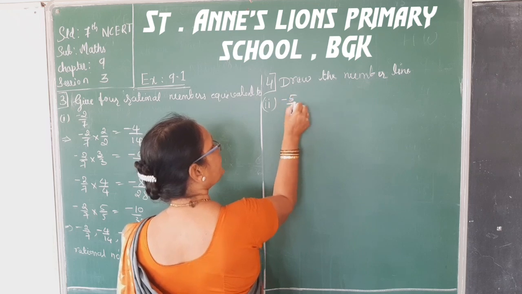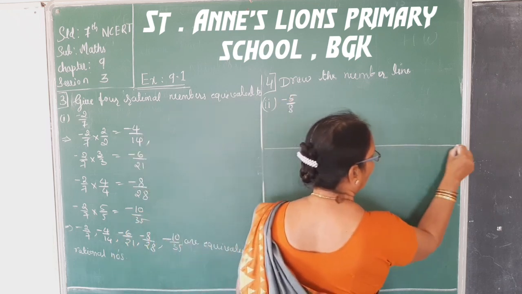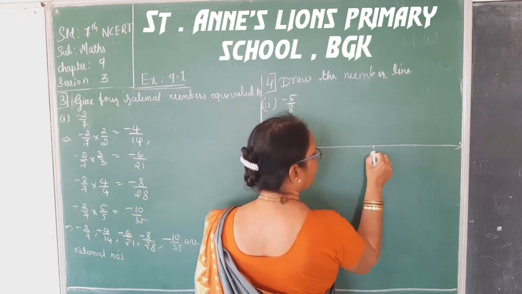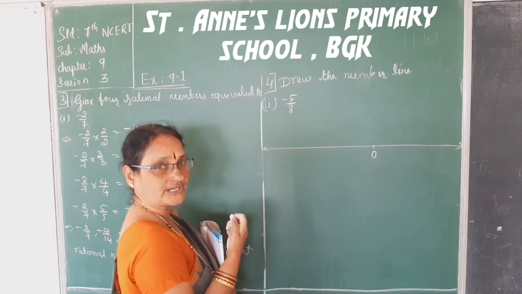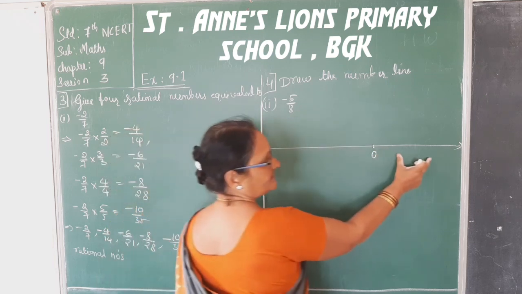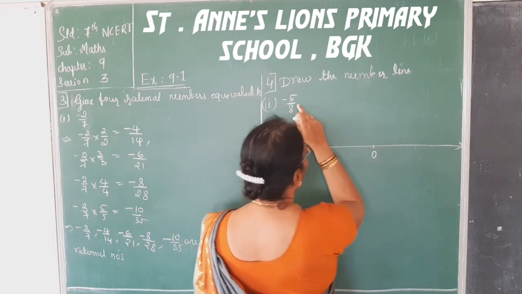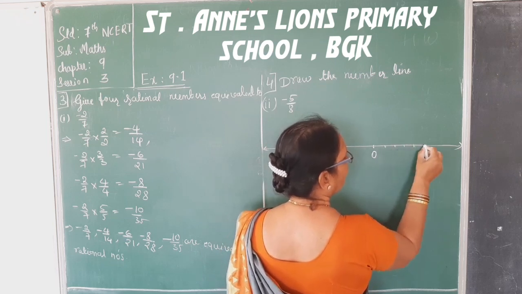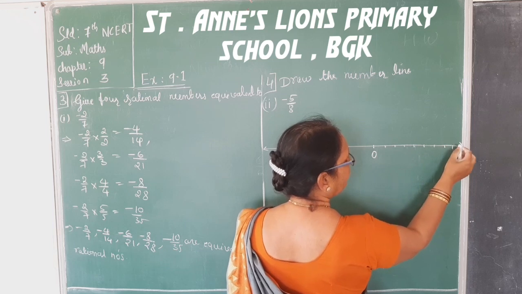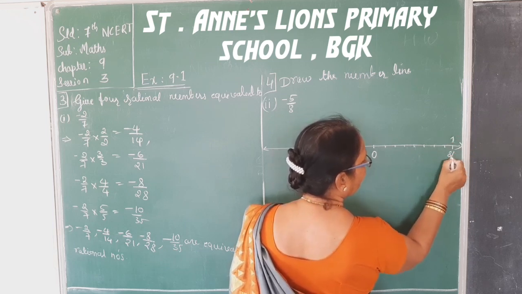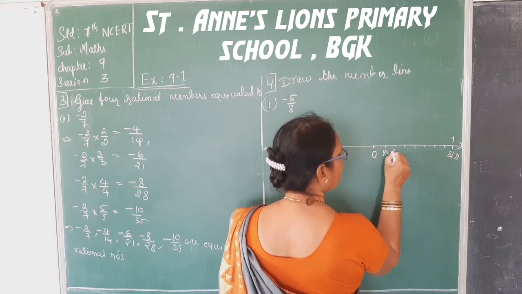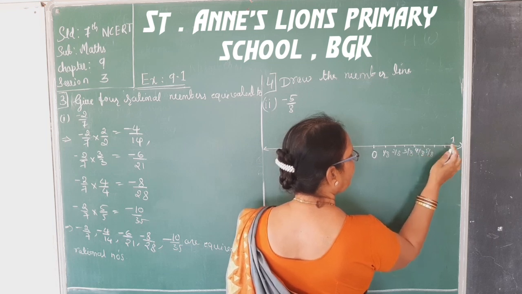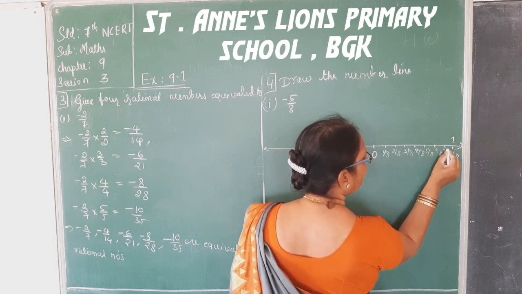Minus 5 by 8. As I told you already, draw the number line like this with your sharp pencil. Then this is a reference point. It will take a little bit more on the negative side because minus 5 by 8 is here. Here just 1 or 2 will do. You see, in the 1 unit we have to make 8 units. 1, 2, 3, 4, 5, 6, 7, 8 will do. That means this is 1, that is nothing but 8 by 8. So this is 1 by 8, 2 by 8, 3 by 8, 4 by 8, 5 by 8, 6 by 8 and 7 by 8.